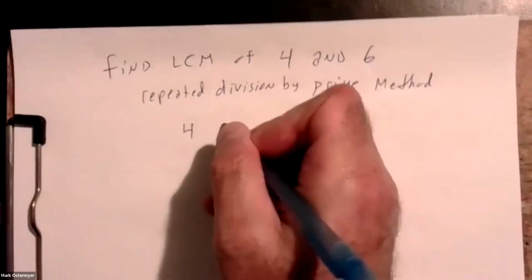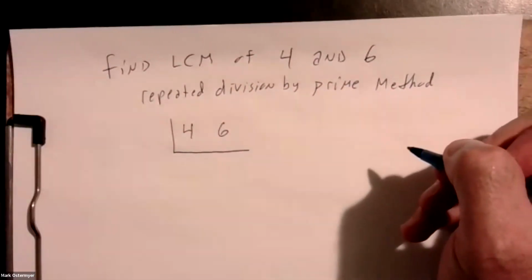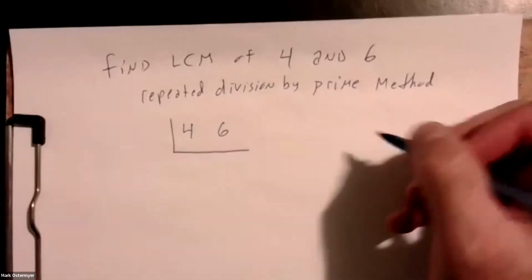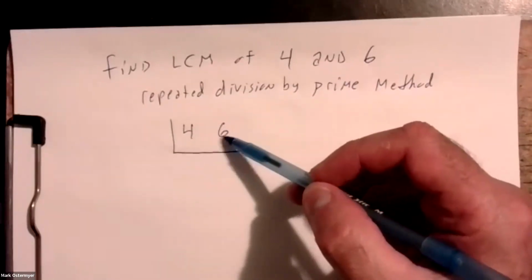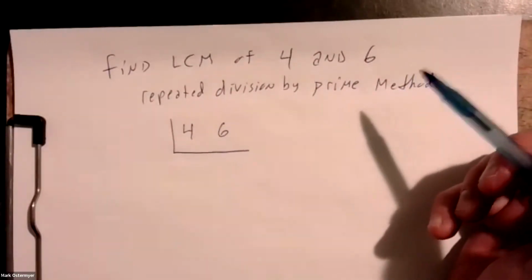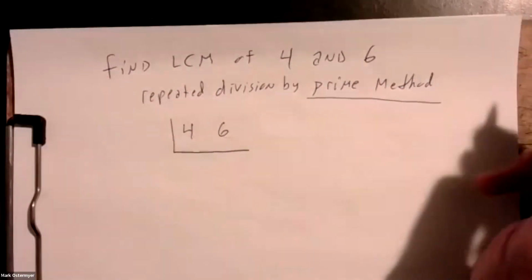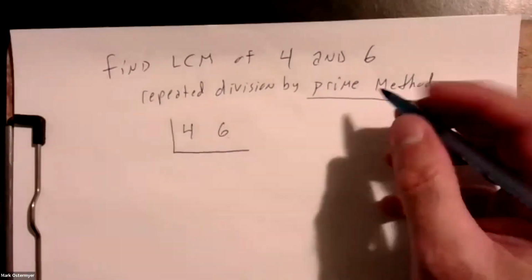You put 4 and 6 in kind of like an upside down division bar. Everybody see that there? Okay. Now, can anybody give me a prime number that divides into at least one of these numbers? It has to divide into at least 4 and or 6. It has to be a prime number, though. Oh, but what's a prime number? If we don't know what a prime number is, this is dead on arrival.